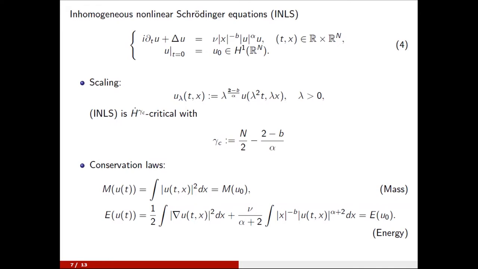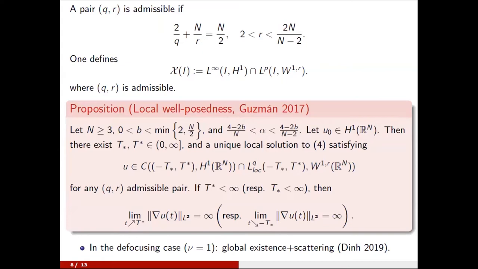Okay, now I didn't fix the values yet. So in the sequel, I will say that (q, r) is admissible if, yeah, it's admissible, this definition. Okay, so the space in which people work, exactly like the usual Schrödinger, is L^infinity H1, because the initial data is in H1, and L^p L^q with one derivative, so here is the Sobolev space, okay.